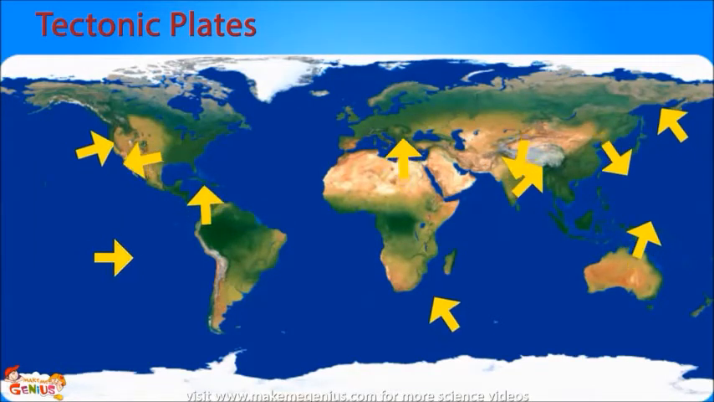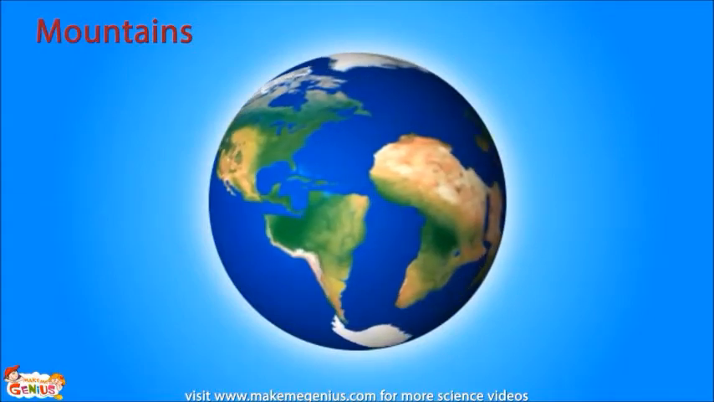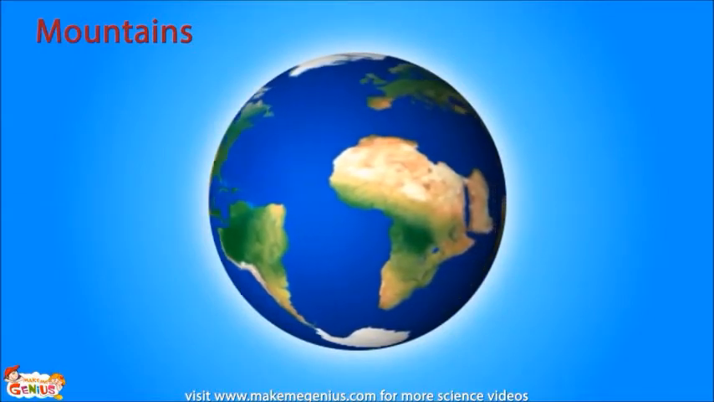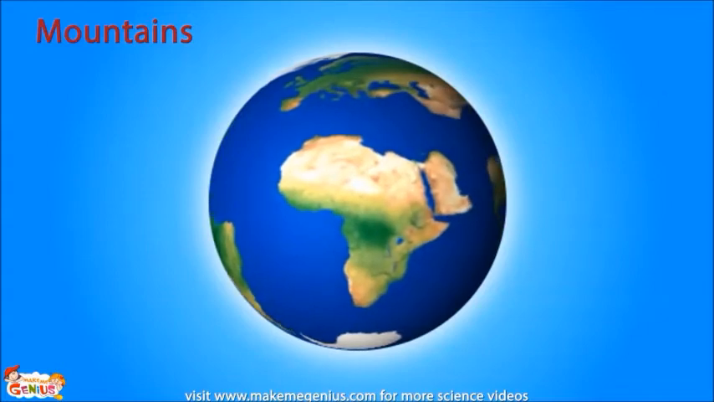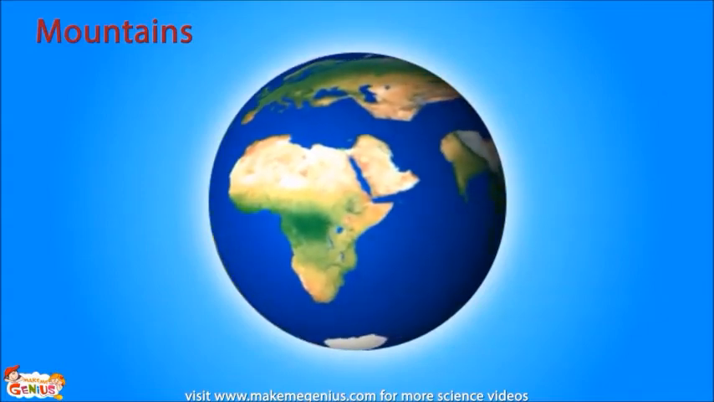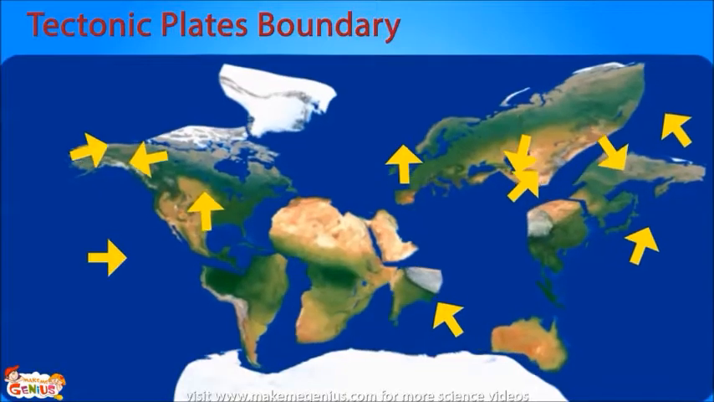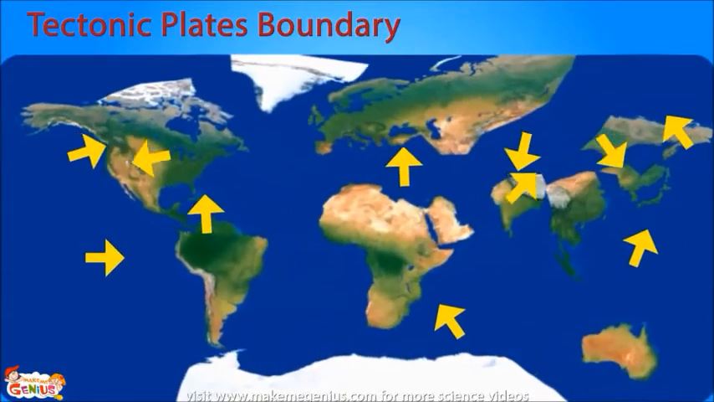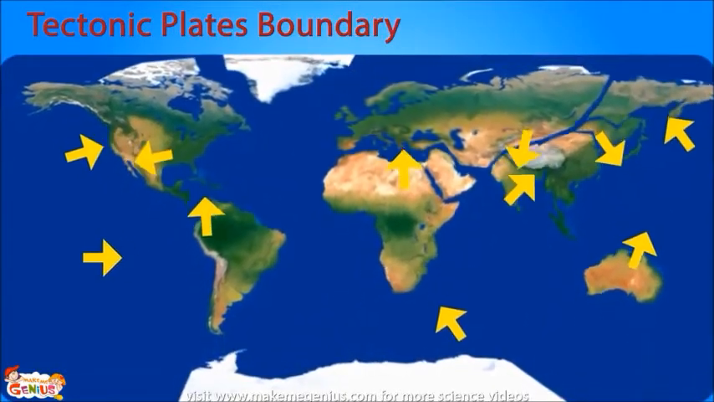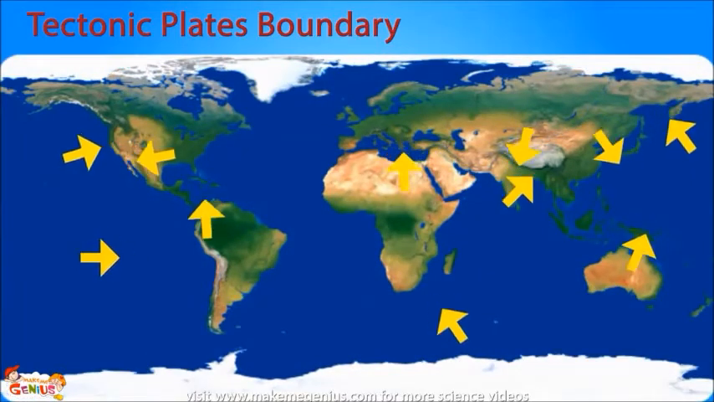Let me explain in detail. Land features such as mountain formations and events such as earthquakes happen due to the continuous movement of the tectonic plates. As these plates keep moving around the Earth's surface, they shape our world. As the tectonic plates move, they collide with each other. The plates can collide in many ways.